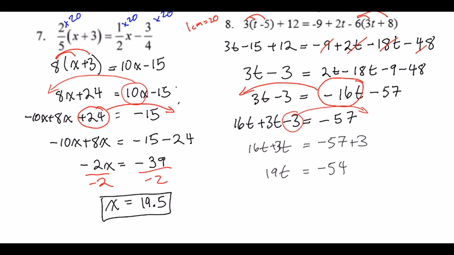And now what we have to do is get rid of our 19, so we divide both sides by 19. And we end up with t is equal to negative 54 over 19, or some ugly decimal. And I'm not going to do that decimal because it's just ridiculous.